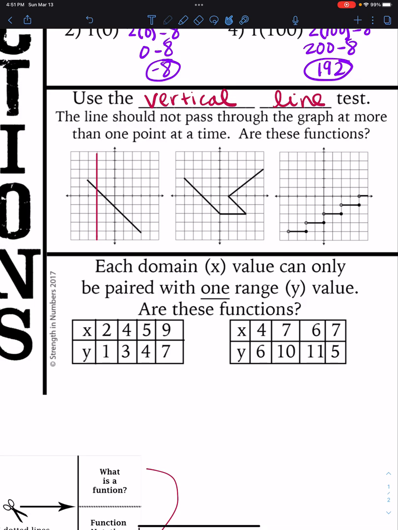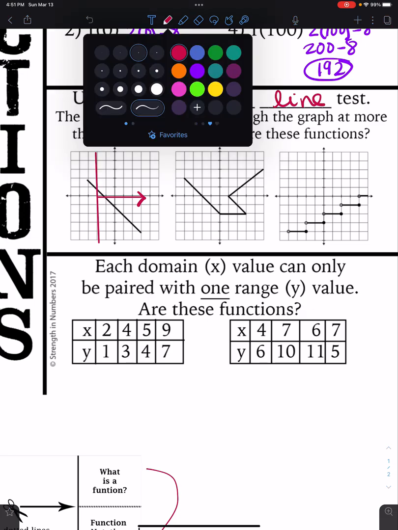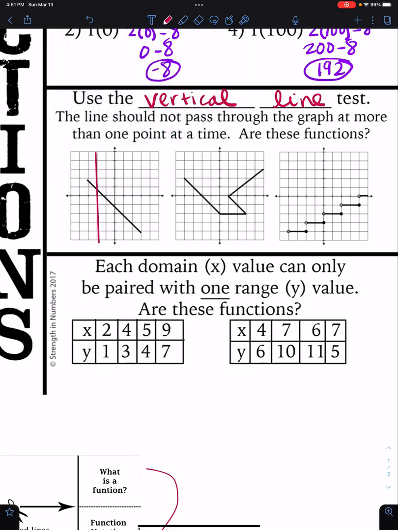It's very hard to show on the iPad, but basically if you took that vertical line and you moved it across the graph this way, it could only touch the graph in one place at a time. So if we took that vertical line and we moved it to the left, you can use your pencil to do that. There would be no place on that graph where it would hit the line more than once. So this is a function.